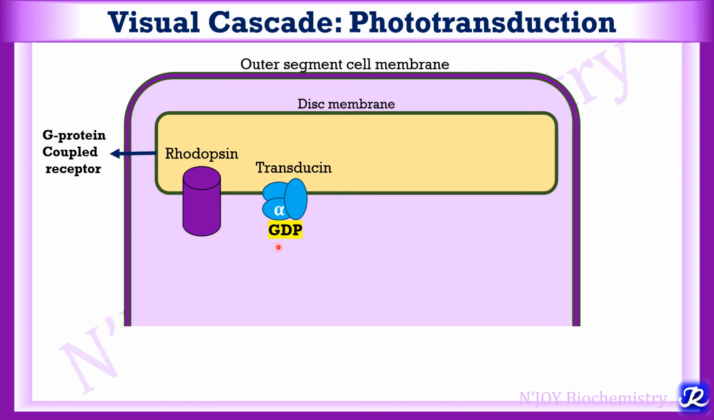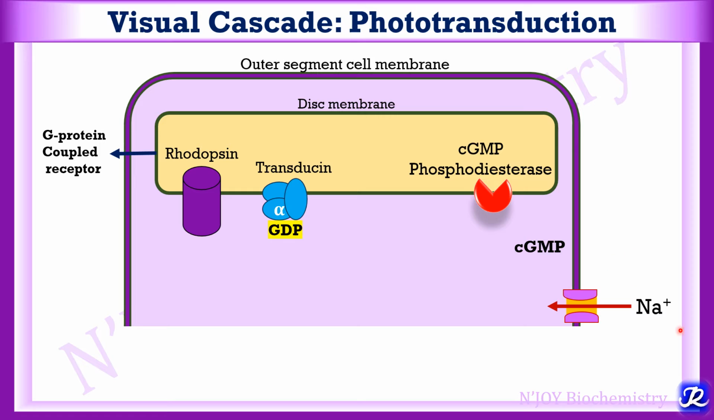It is associated with the G protein, that is transducin, which has 3 subunits alpha, beta and gamma, and the inactive form is associated with GDP. It also has cyclic GMP phosphodiesterase enzyme, and inside the cell there is cyclic GMP. So during the dark, the concentration of cyclic GMP is high, and there is entry of sodium through the cyclic GMP gated sodium and calcium channel. So there is entry of sodium during the dark period.